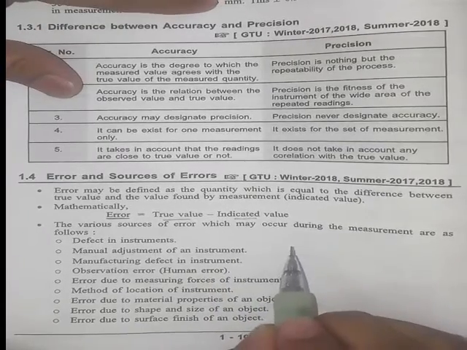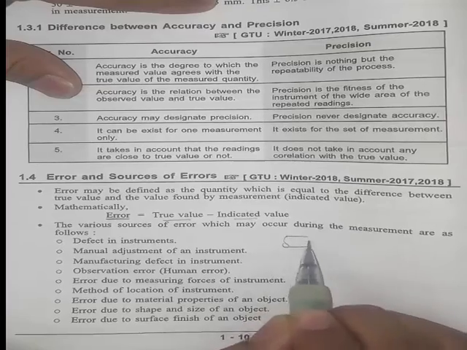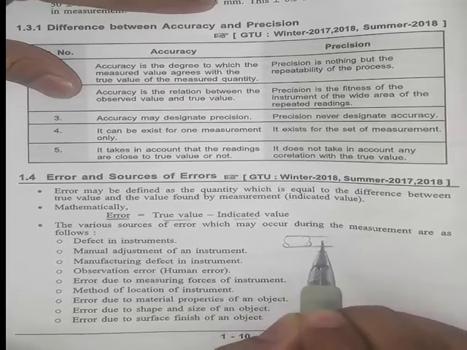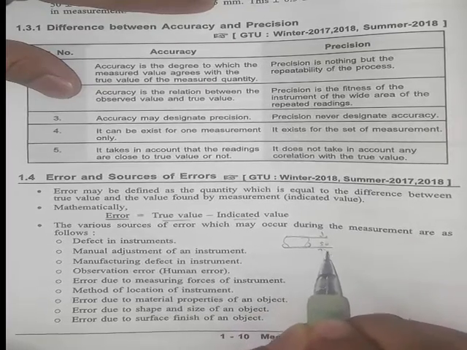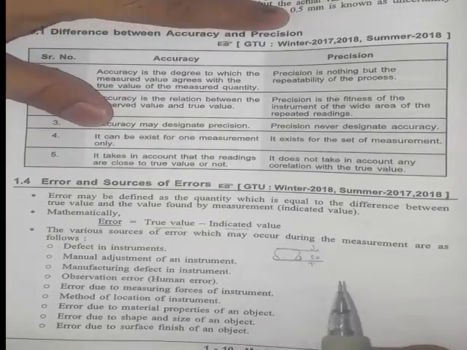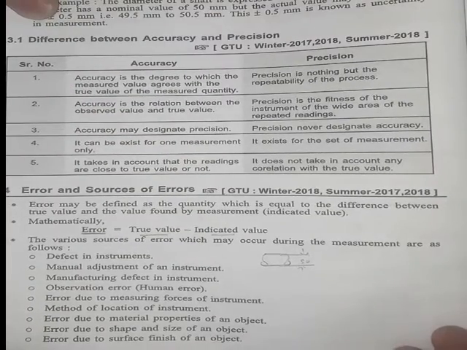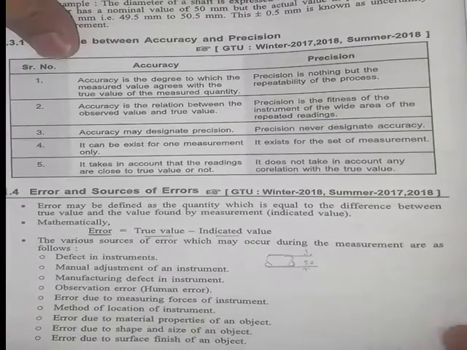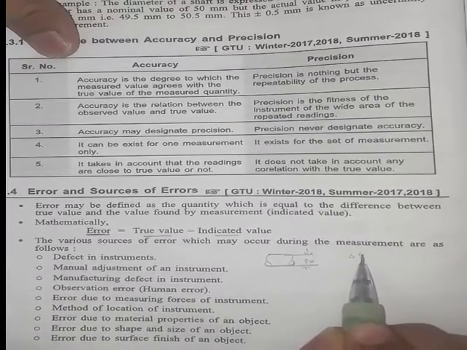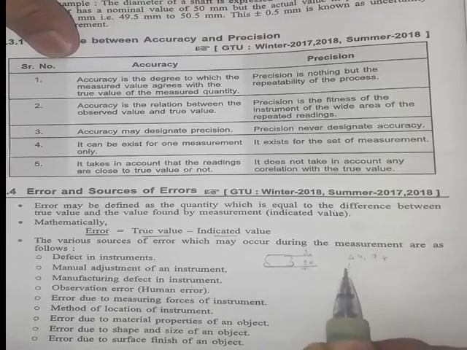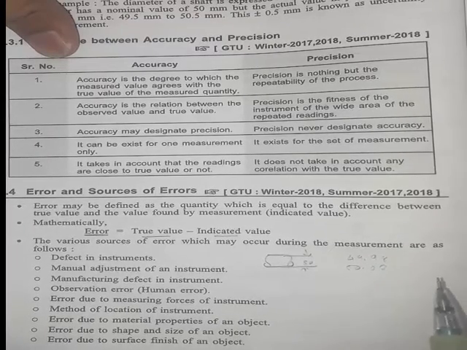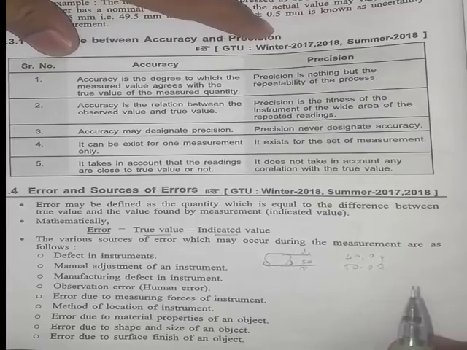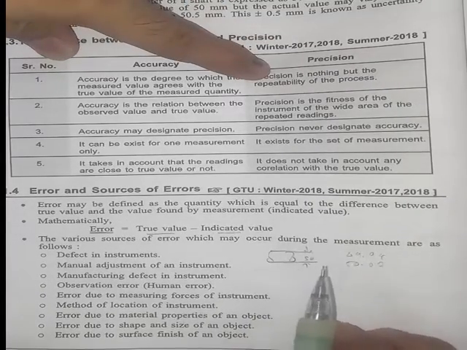So what is true value? Suppose one shaft has a 50 mm diameter. Okay, so 50 mm is the true value, right? And as you know, we never achieve an exact value. So it may be 49.98 or maybe 50.02 mm. Whenever we manufacture this, there may be a change.